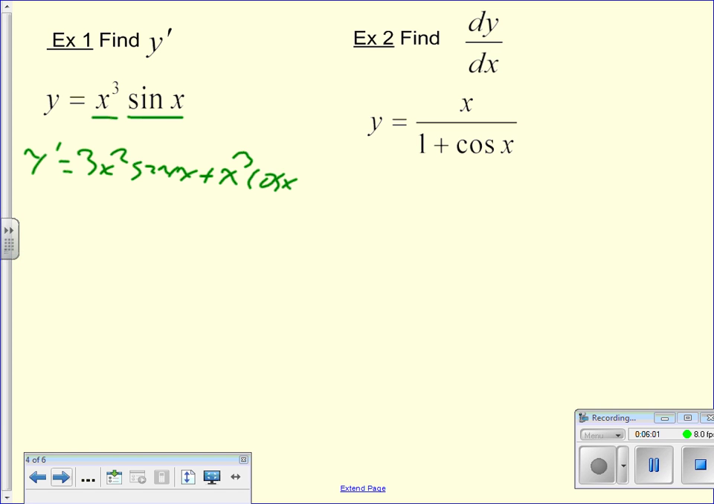Now, a question I will often get from students is, am I done? Do I need to simplify? What do I need to do to this equation? My answer is, what's your next step? If all you're doing is taking the derivative, stop. Don't do anything else. This is good.